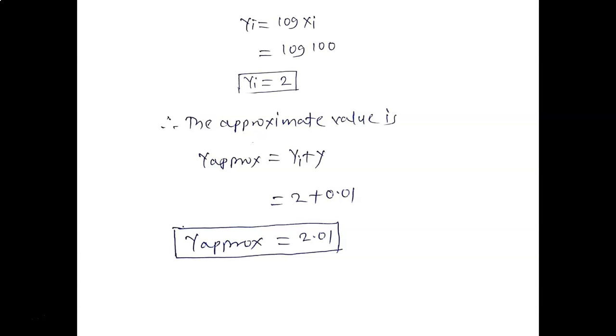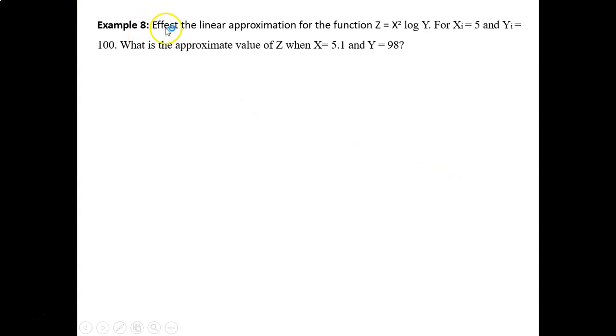Now, we will see the next example. Example 8. Find the linear approximation for the function z is equal to x square log y for xi is equal to 5 and yi is equal to 100. What is the approximate value of z when x is equal to 5.1 and y is equal to 98? They have given us the function, that is z is equal to x square log y. Z is a function of x and y, because here two variables are there, variable x and variable y.